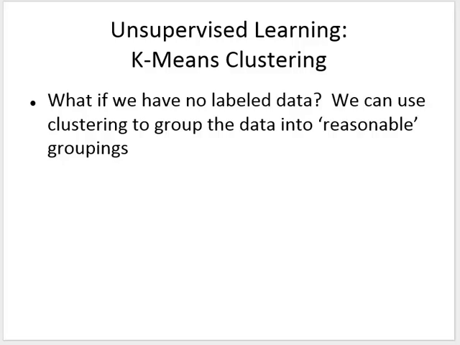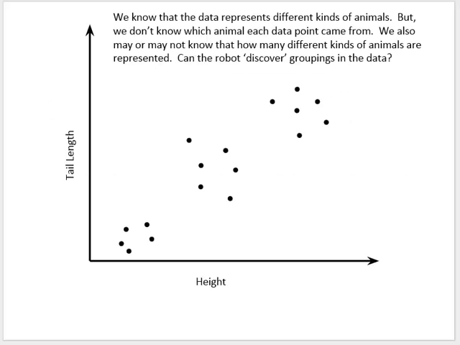The way we're going to do this in unsupervised learning is by using a method that's called k-means clustering. This is a method where we can cluster the data into reasonable groupings. Here's an example of how k-means clustering works.